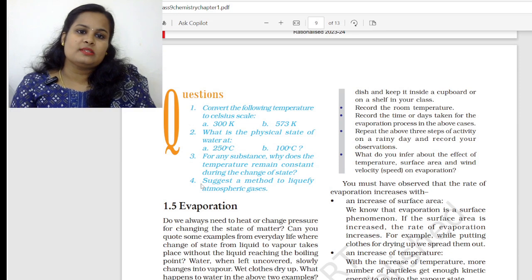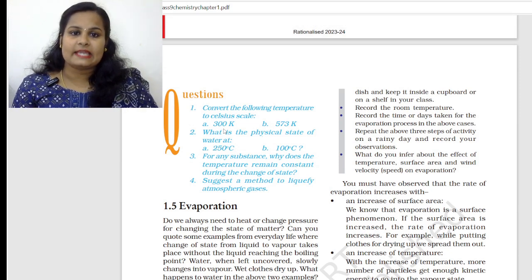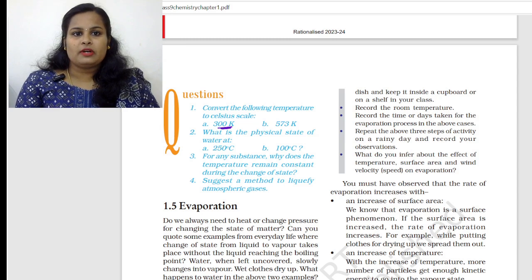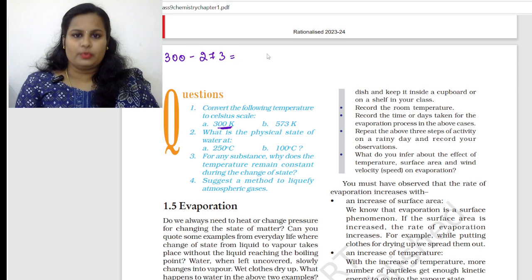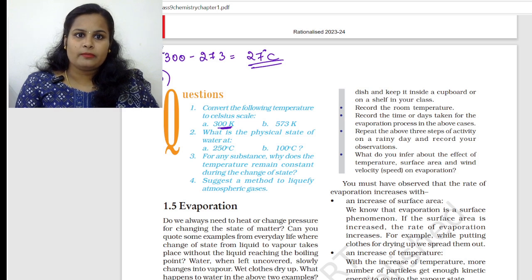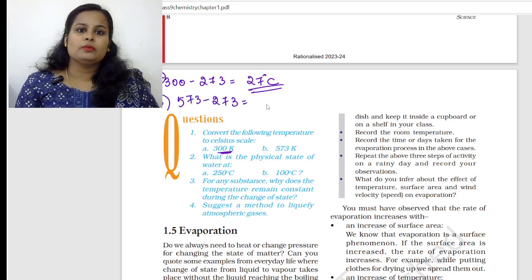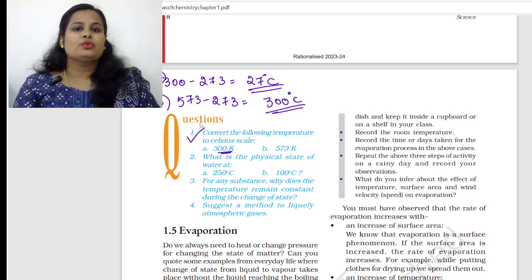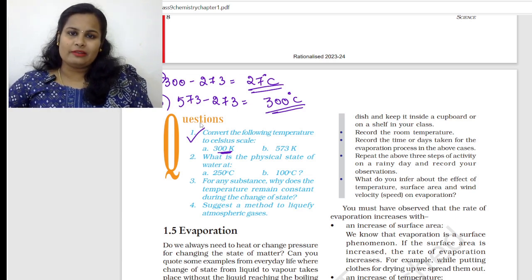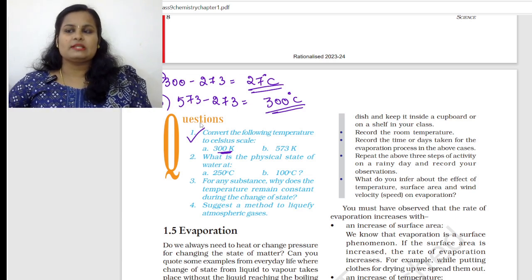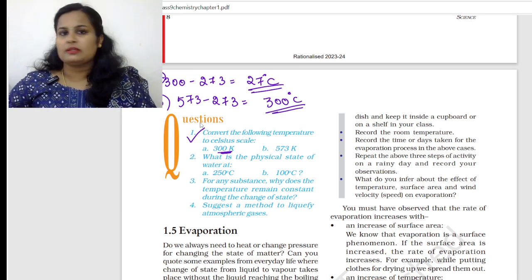Let's have the in-text questions now. Convert the following temperature into Celsius scale. For A, it is 300 Kelvin. So 300 minus 273 would give you 27 degrees Celsius. That's the answer. Take a note on the same. For B, it is 573 minus 273, which would give you 300 degrees Celsius. That's the answer for the first question. You can expect a question to convert from Kelvin to degree Celsius, or sometimes it can be asked the reverse, like degree Celsius into Kelvin. So please understand that conversion as well.